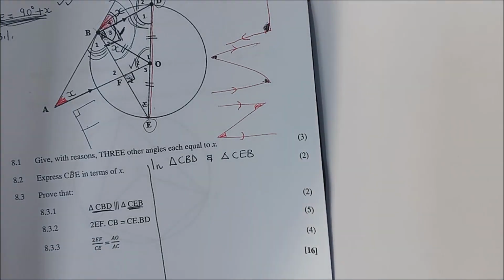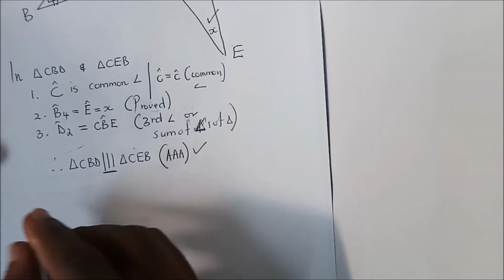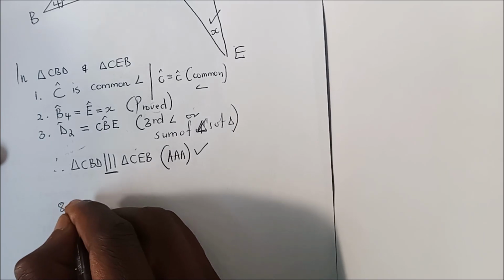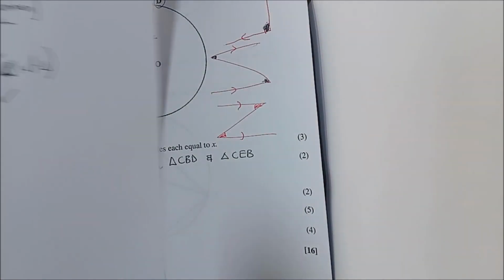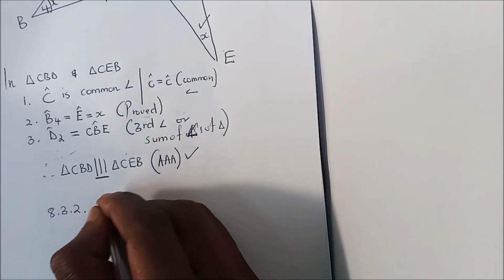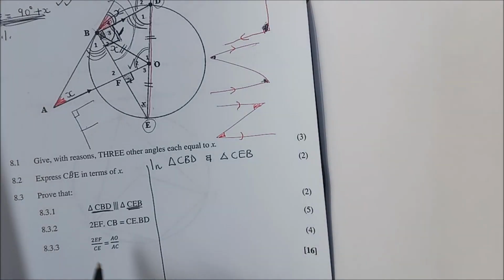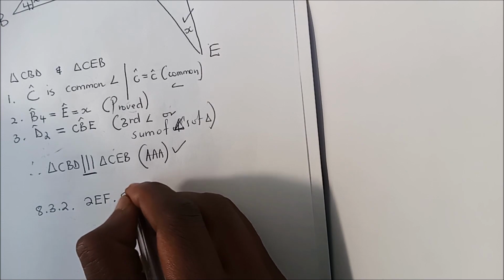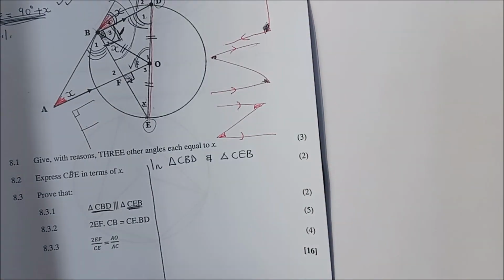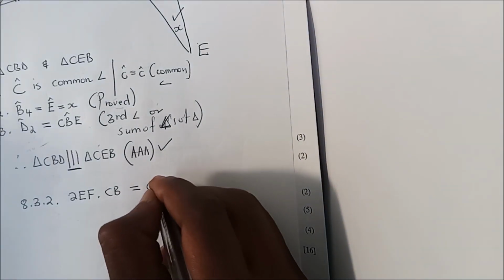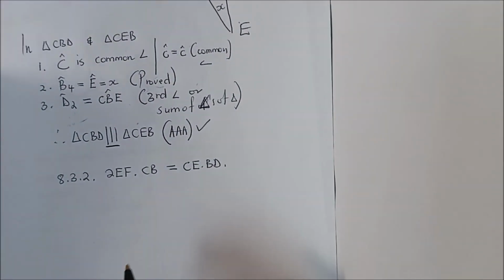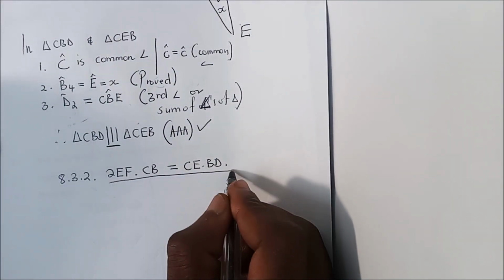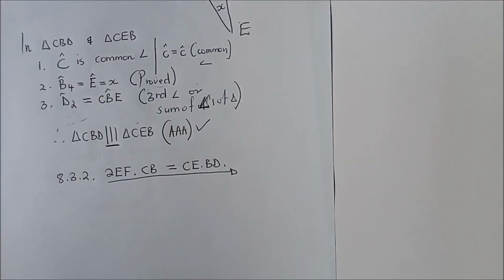So let's look at 8.3.2. So I will just write it here. 8.3.2. That's saying prove that 2EF dot CB is equal to CE dot BD. So now, such questions, they always follow similarity.